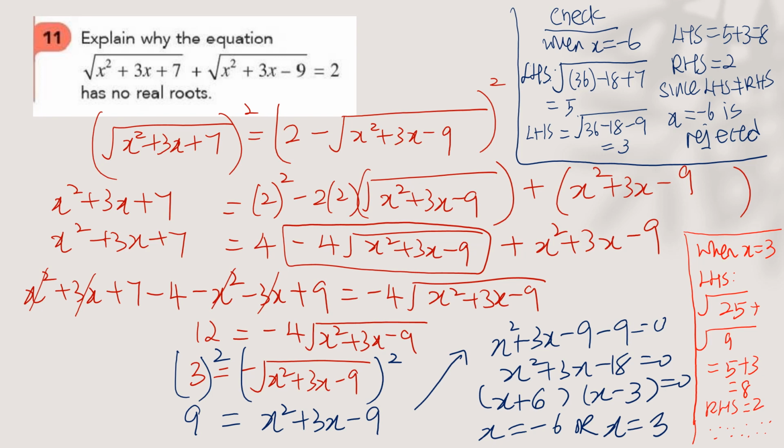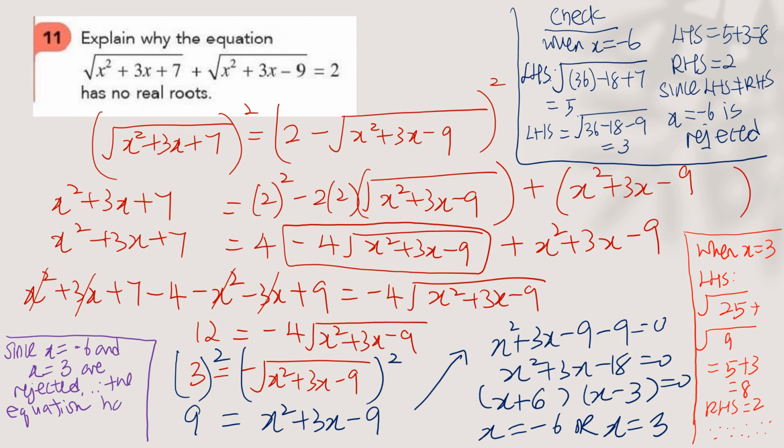So you can do a conclusion here. I'm going to dedicate this little space to do the conclusion. So since x equals negative 6 and x equals 3 are rejected, therefore the equation has no real roots.